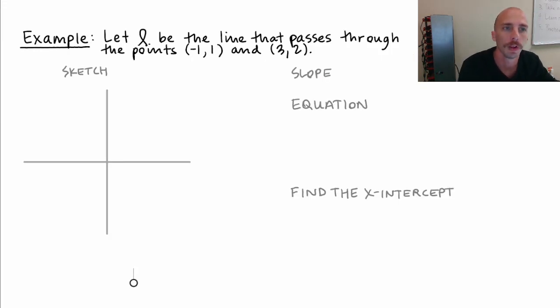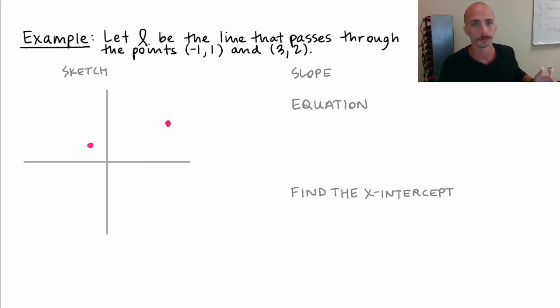So we're going to start with this line L, which is the line that's defined by being the line that passes through -1, 1 and 3, 2. So we're going to start with a sketch, just to remind you of why 2 points do uniquely define a line. So maybe -1, 1 is about here. And 3, 2 is going to be up here.